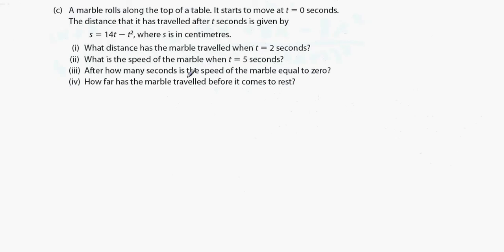Next question, right? Once again, one of these equations where we're given the distance in centimeters this time. So, right, distance in centimeters. We know it's distance because of s, and it says the distance that has traveled after t seconds is given by s. So s is the distance, okay? Just gotta read the keywords in the question, okay? It starts at t equals 0.